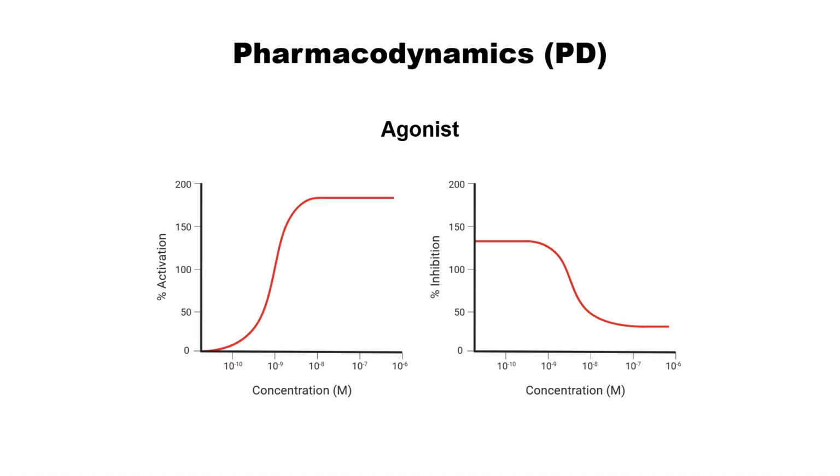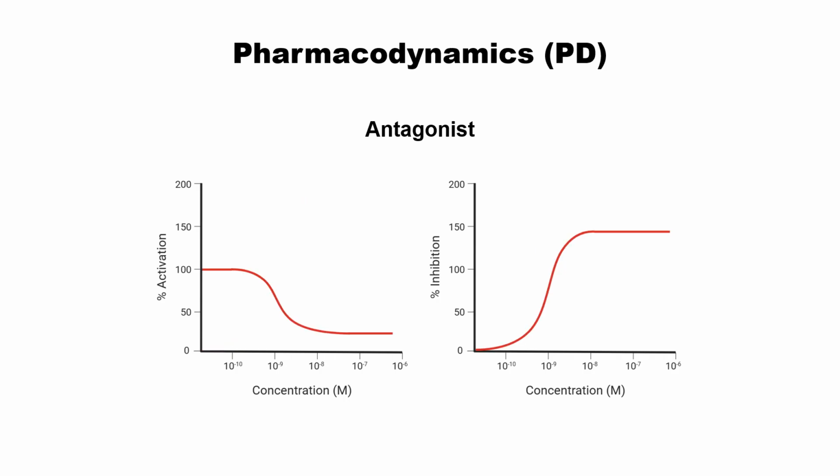Now let's move to the pharmacodynamic property. If the molecule has an activation effect, we call those molecules agonists. So the measurement is activity. Here an agonist shows that with increased concentration, activity increases like this. If you measure inhibition of the target, then with an agonist, as the concentration increases, inhibition decreases. That means it is activated.